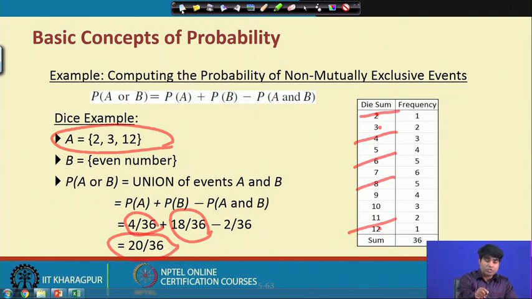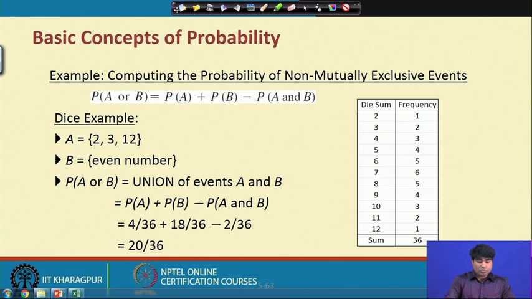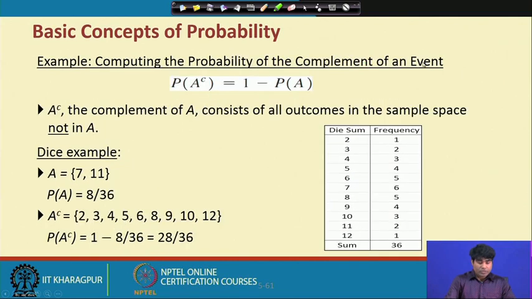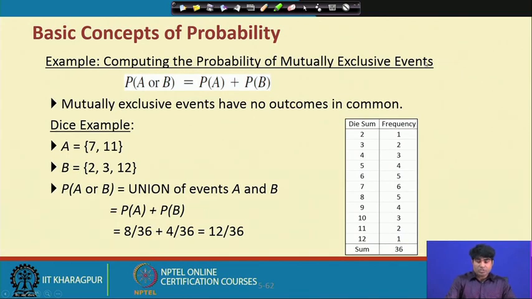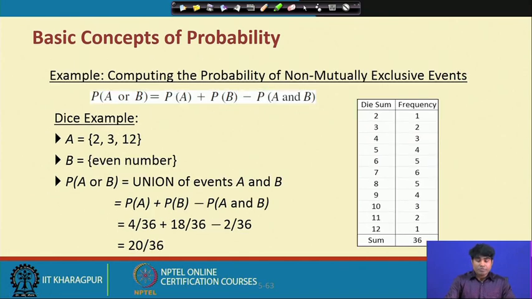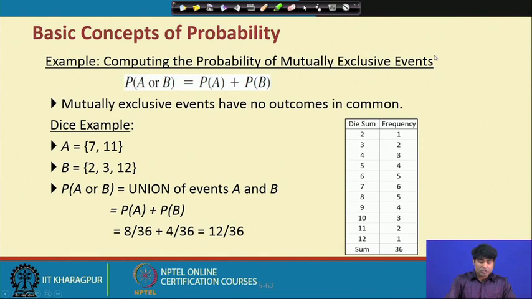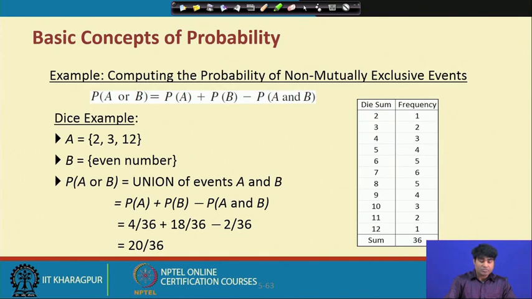Now, compared to the previous situation, when they are mutually exclusive, the probability is 12 by 36, where the third component will not be there. But when they are not mutually exclusive, then the common elements, P of A and B, need to be subtracted. As a result, it gives 20 by 36. So, this is 12 by 36, and here the result is 20 by 36.